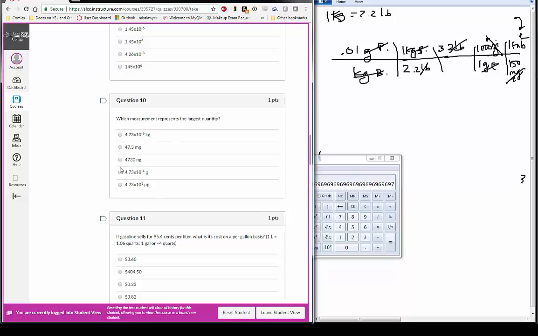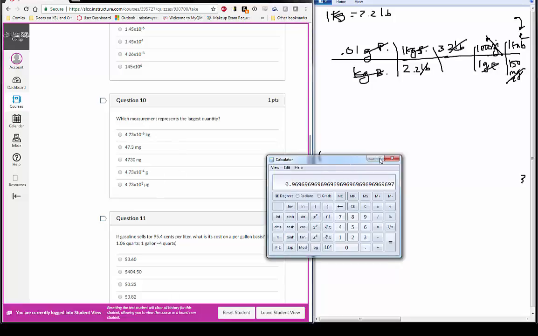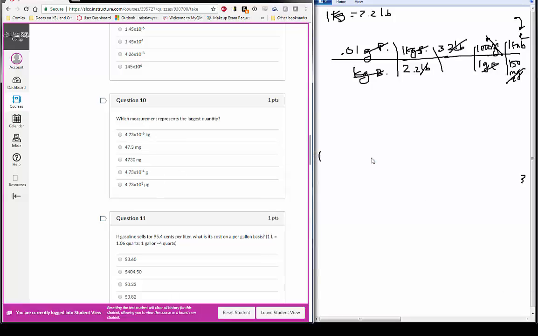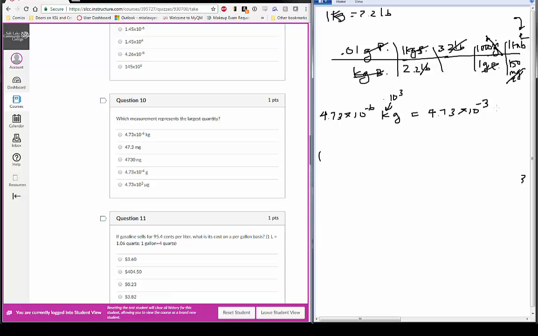Which of these represents the largest quantity? This was a homework problem. We can do this. 4.73 times 10 to the negative 6th kilograms, and kilo means 10 to the 3rd. So when I insert 10 to the 3rd, 10 to the negative 6 times 10 to the 3rd gives me 4.73 times 10 to the negative 3rd grams, 47.3 milligrams.